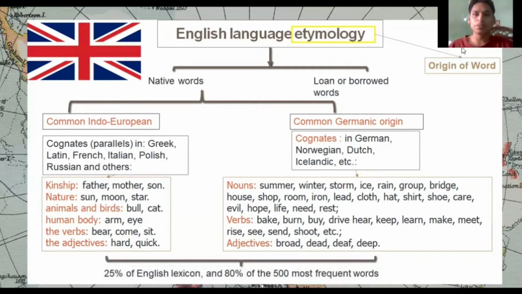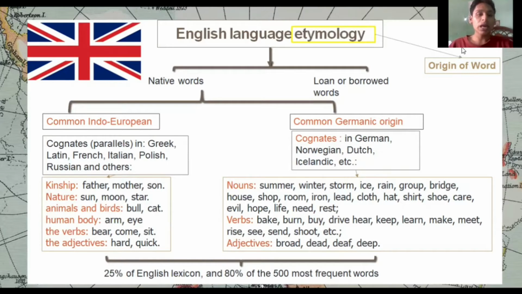English language etymology. Etymology studies the origin of words. The English language lexicon is formed by native words and loan or borrowed words. In the native words, we have the common Indo-European and the common Germanic origin. The common Indo-European has cognates in Greek, Latin, French, Italian, Polish, Russian, and others.